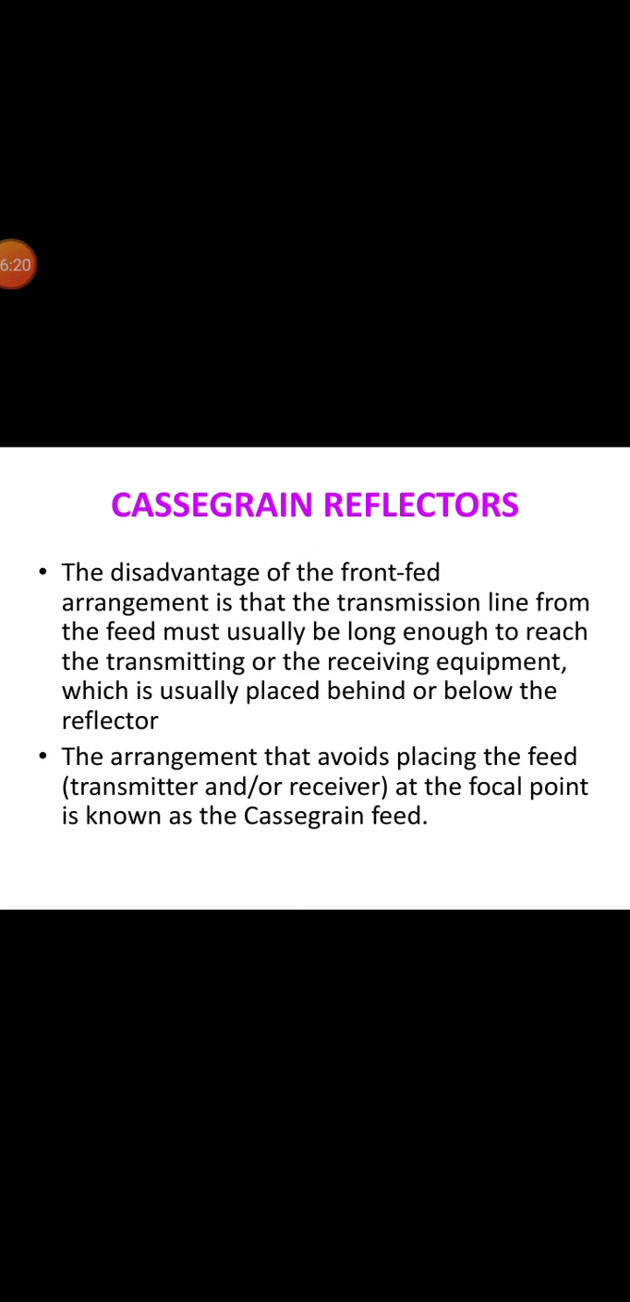And next, we'll have a look at the Cassegrain reflector. The main disadvantage of the front feed arrangement is that the transmission line from the feed must usually be long enough to reach the transmitting or receiving equipment, which is usually placed behind or below the reflector. The arrangement that avoids placing the feed antenna at the focal point is known as Cassegrain feed.